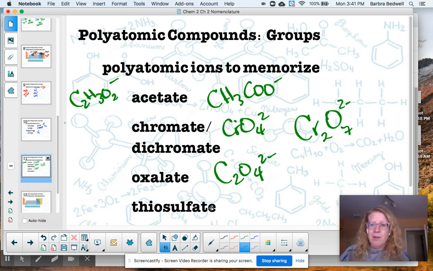I don't know a plan for naming that one, whatever. Don't worry about it too much in terms of where that comes from, but C2O4 oxalate is the name of that one. And then thiosulfate.